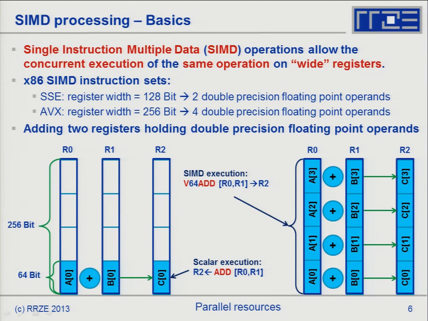Okay, this is scalar execution. This is vectorized execution. You use the full width. And in this case, we have 4 wide SIMD units in double precision, AVX. So we can do 4 additions at the same time.